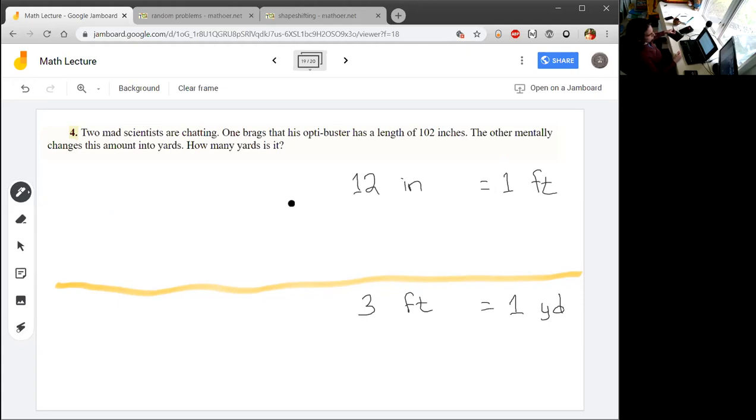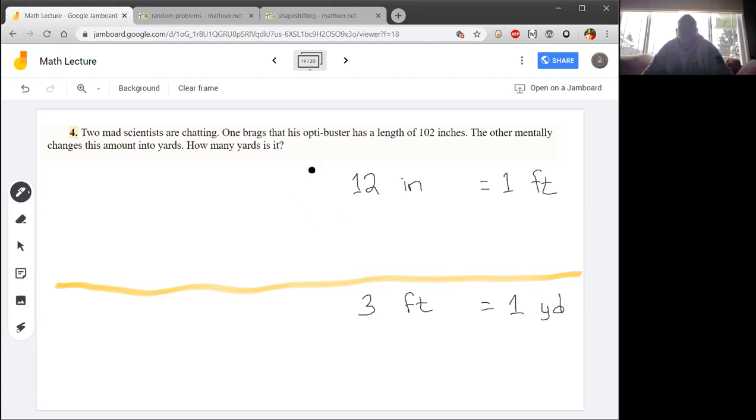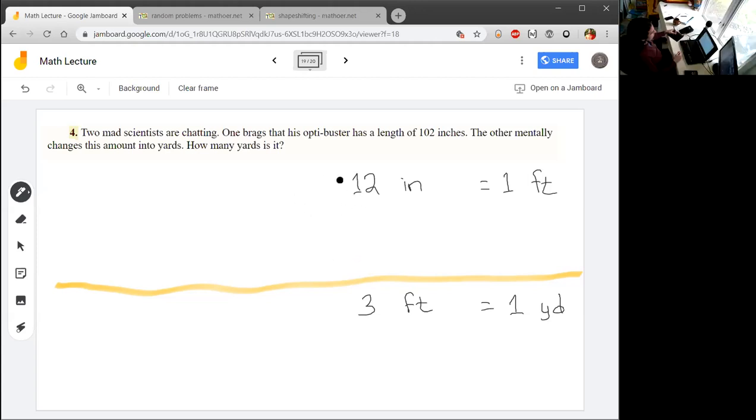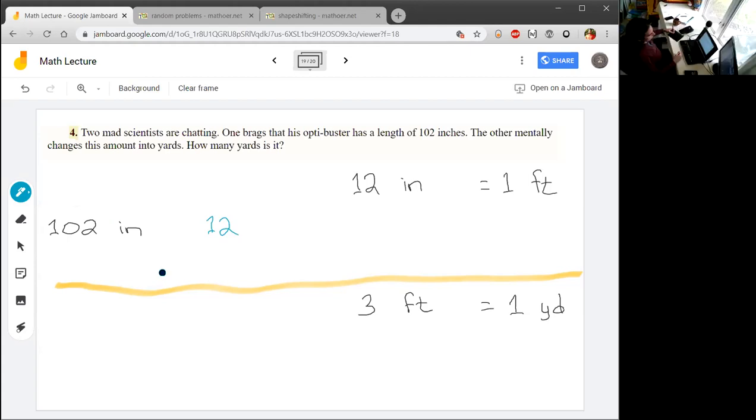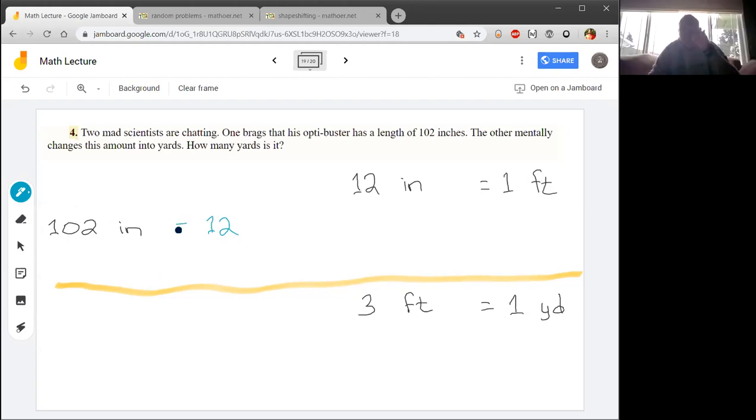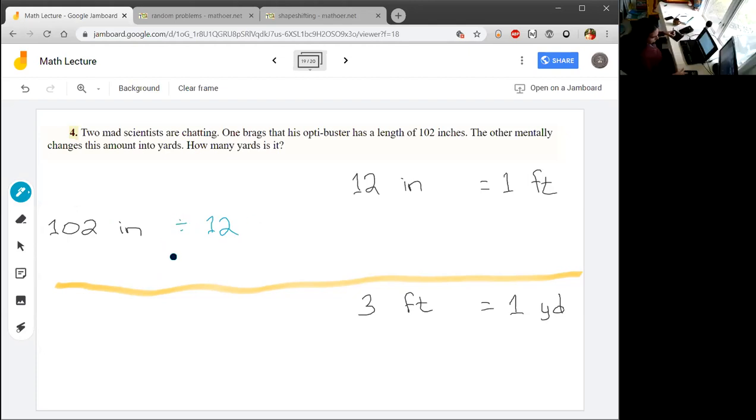Everyone okay with the setup? Mm-hmm. Again, if you've done a lot of carpentry at home and you know that there's 36 inches in a yard, just do that. But I'm not assuming everyone knows that. Okay, so part A, we have 102 inches. We're going to do something with a 12. Divide. I heard a divide. Everyone agree at divide? Yep. So whatever that is.